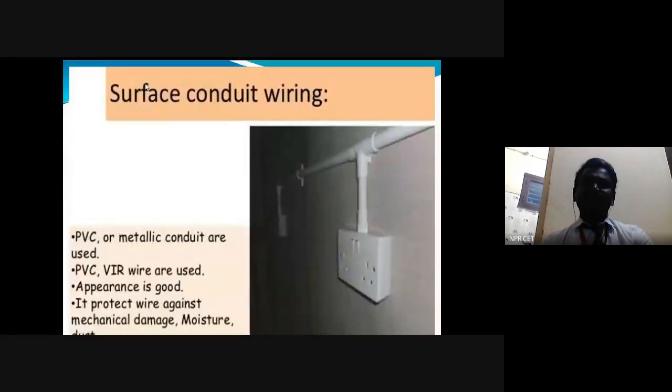Now, surface conduit wiring. PVC or metallic conduit is used in surface conduit wiring. Either PVC wire or VIR wire may be used, VIR meaning vulcanized Indian rubber wire. Here the appearance is also good. It protects the wire against mechanical damage and dust. So this is surface conduit wiring.